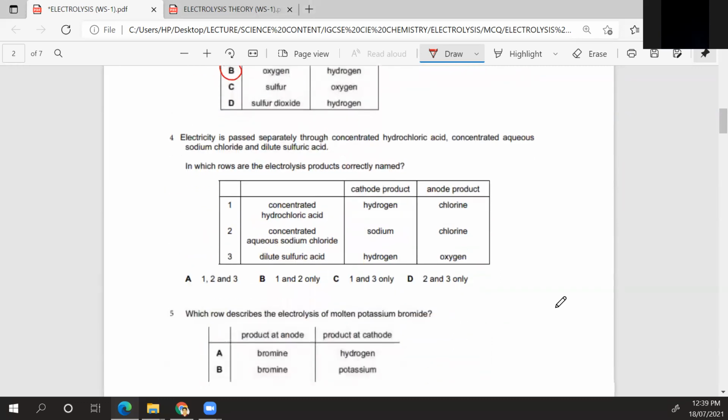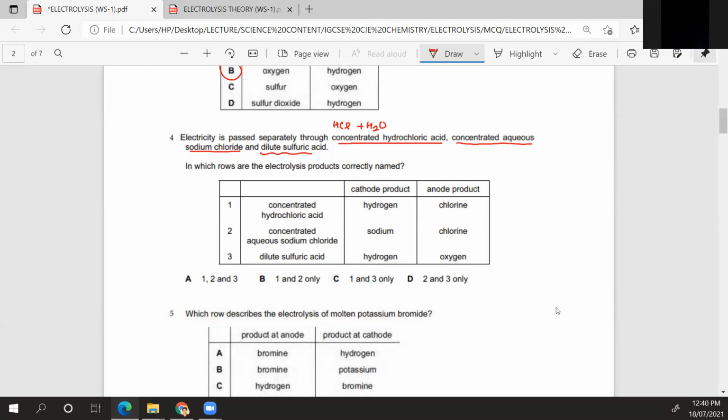Okay, fourth one. Electricity is passed separately through concentrated HCl, concentrated aqueous sodium chloride, and dilute sulfuric acid. In which rows are the electrolysis products correctly named? Manas, yes, miss. What will be the answer? For concentrated HCl, so HCl plus H2O, definitely I know that hydrogen will be one of the products. Miss, it is C, 1 and 3 only.